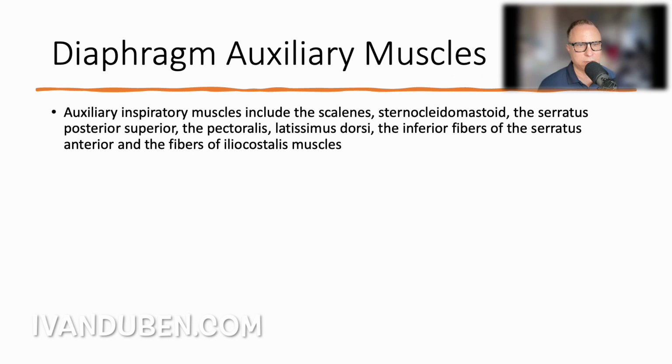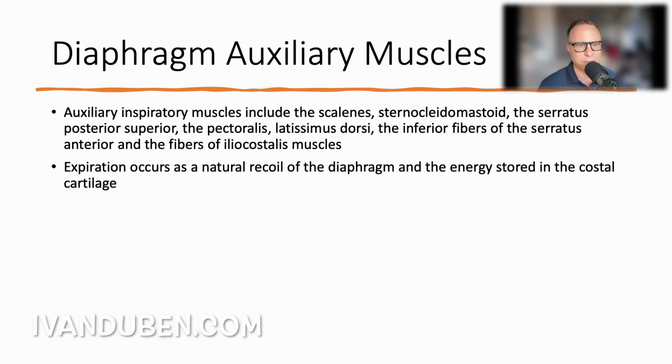Auxiliary inspiratory muscles include the scalene, sternocleidomastoid, the serratus posterior superior, the pectoralis, the lat dorsi, the inferior fibers of the serratus anterior, and the fibers of the iliocostalis muscles. Expiration occurs at a natural recoil of the diaphragm and the energy stored in the costal cartilage. This includes the internal intercostals and the sternocostalis.